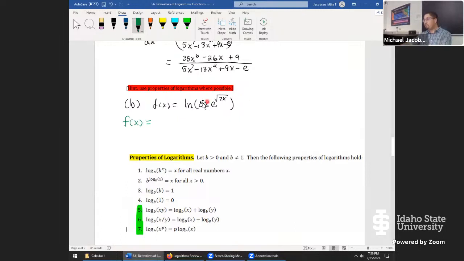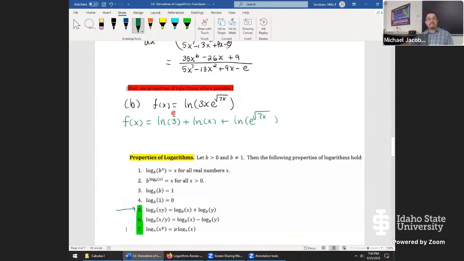Good call. If we have a bunch of things being multiplied together, we really should start with property number 5. Property number 5 has 2 factors. We have 3 factors, and so we can do it like this. If everything's being multiplied, a logarithm converts multiplications into repeated additions. So this turns into natural log of 3 plus natural log of x plus natural log of e to the power of the square root of 7x. So that's already a huge simplification.